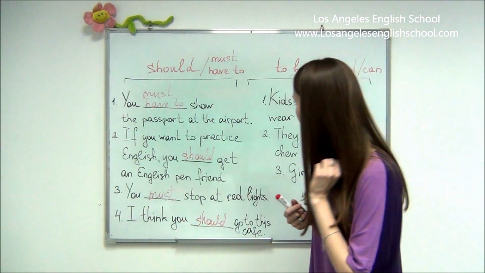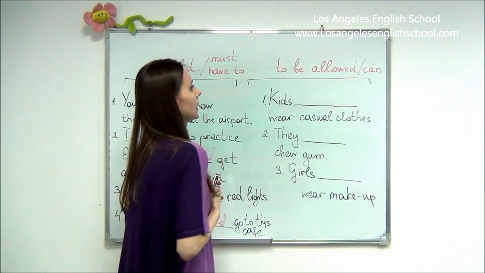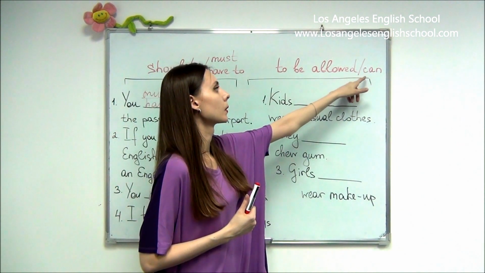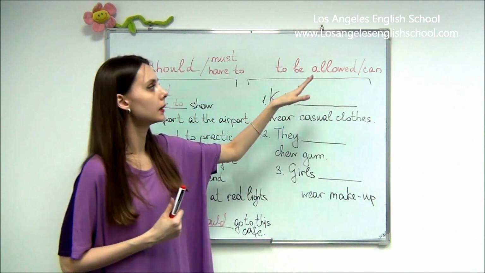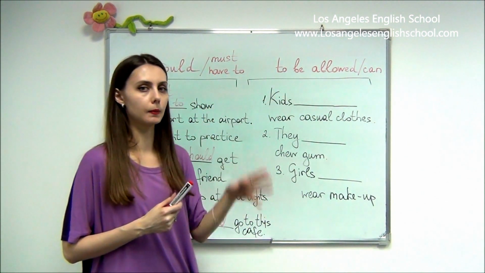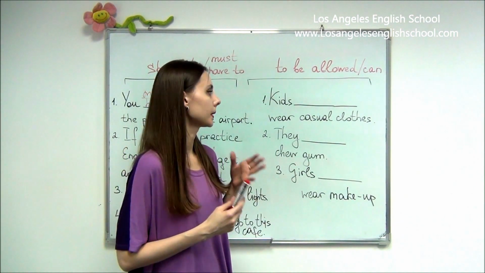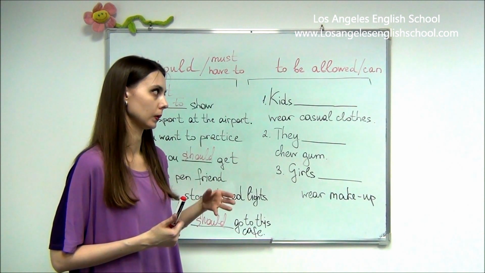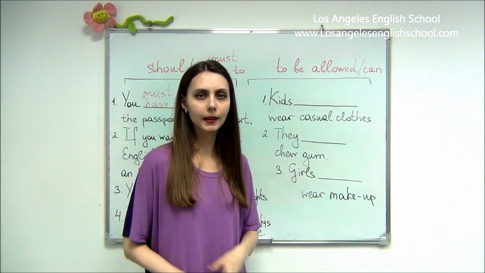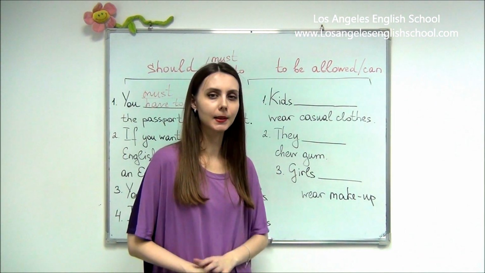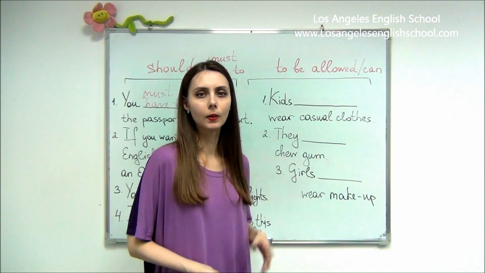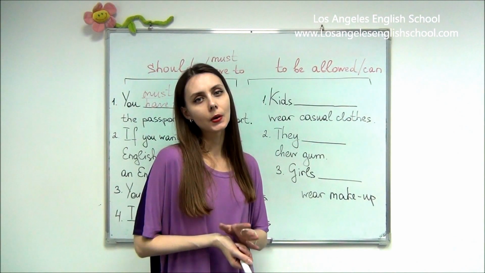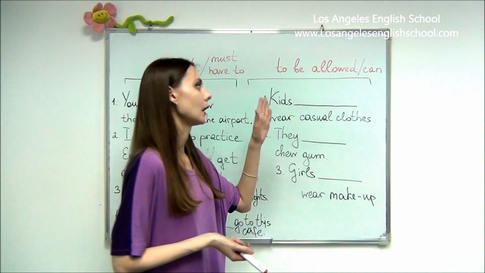Okay, the next thing we're going to look at is to be allowed. Here I have written the word can. Why? Because to be allowed and can are very similar. It is mostly the same. I would like you to use the expression to be allowed, because can is very easy and everybody can use it. It's very simple. You can do this, you can't do that. But let's learn how to use the expression to be allowed, okay?